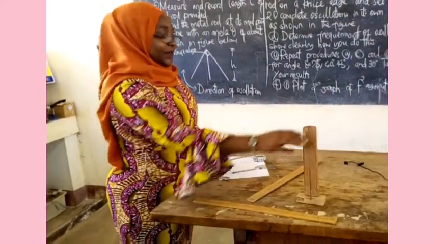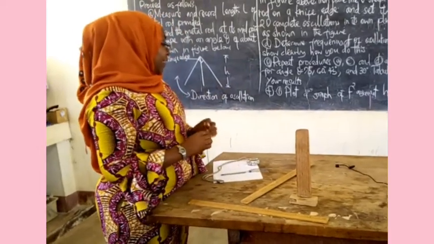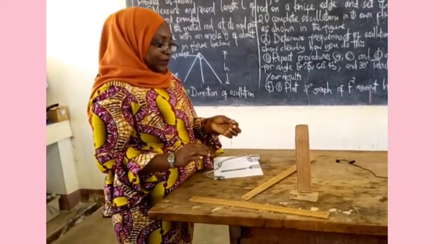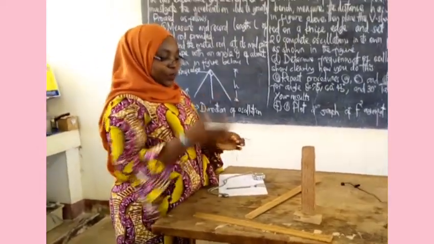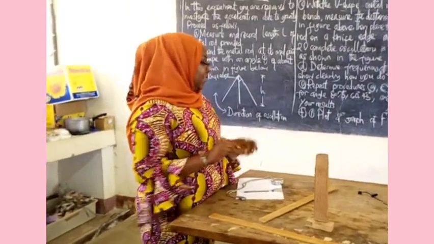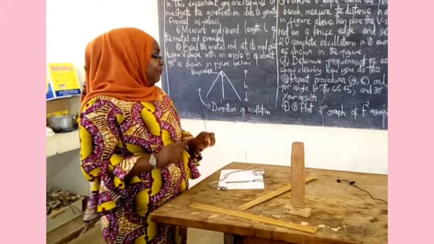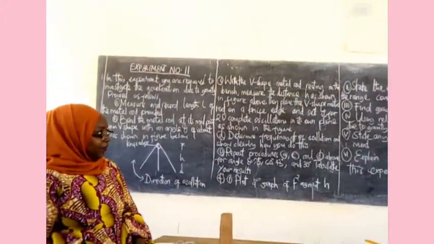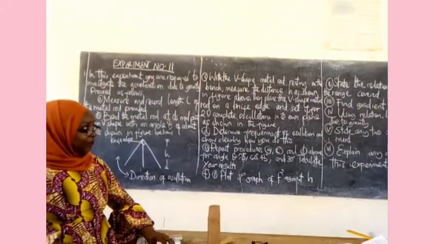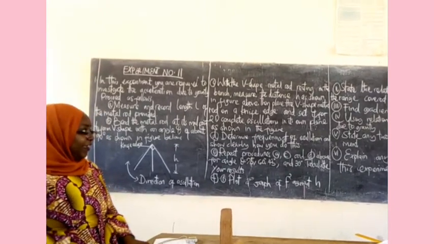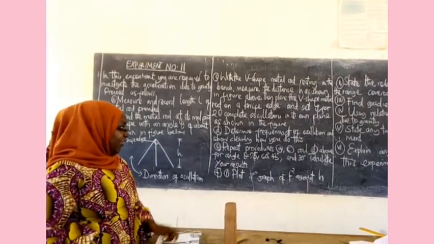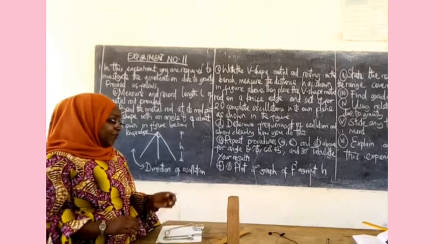Then count, utaendelea mpaka kufikia 30 degrees. So mchezo ni huo, ni kupima angle then kupima height. After then tunakwenda kujibu maswali yanayofuata. Tumeambiwa tuchore graph. Baada ya kuchora graph tutakwenda kutafuta relationship kati ya f squared and h, then a gradient of a graph, then sources of error, the difficulties obtained in this experiment.